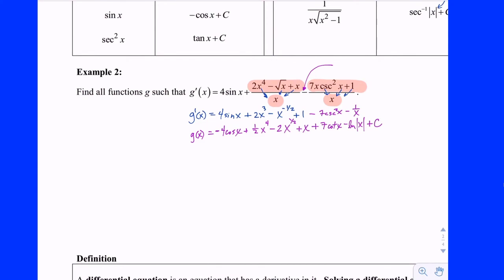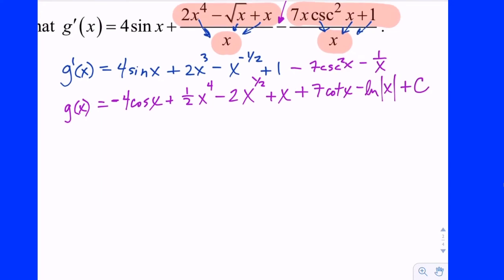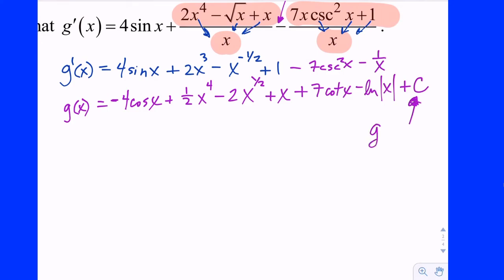Piece of cake. Now, is that all of them? It said to find all of them. Is that all of them, or is that just one of them? Yes, this right here, the plus c, makes it the general solution, or the general antiderivative, which means all solutions. Now you can pick your favorite value of c, add it on the end, and you have your answer.